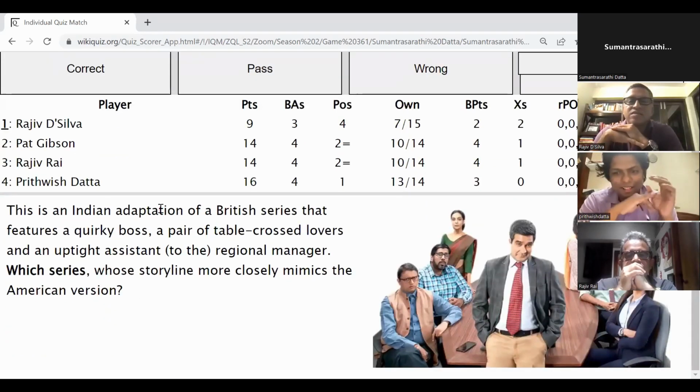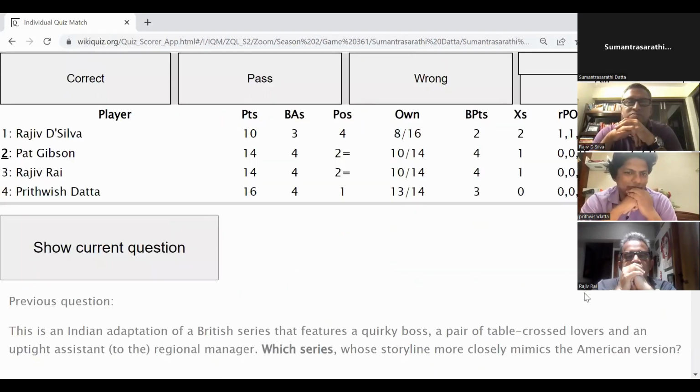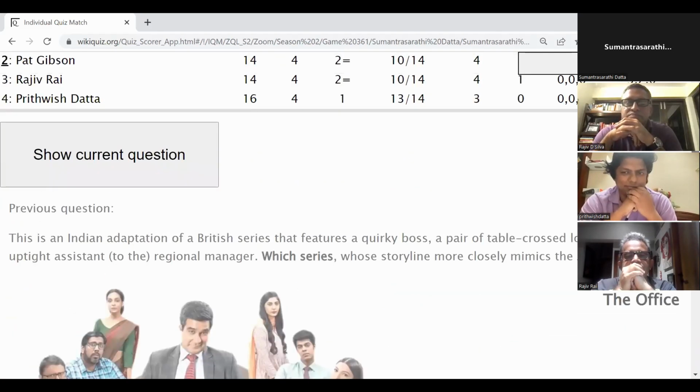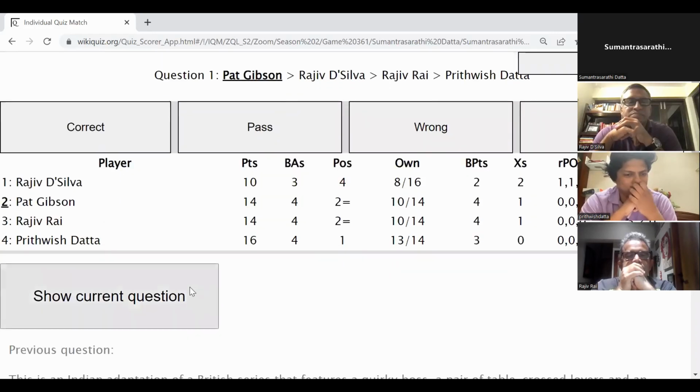And last direct. This is the Indian adaptation of a British series that features a quirky boss, a pair of star-crossed lovers, and an uptight assistant to the regional manager, with a storyline that more closely mimics the American version. The Office, then. Because this is indeed The Office. And Pat's directs, last directs now.